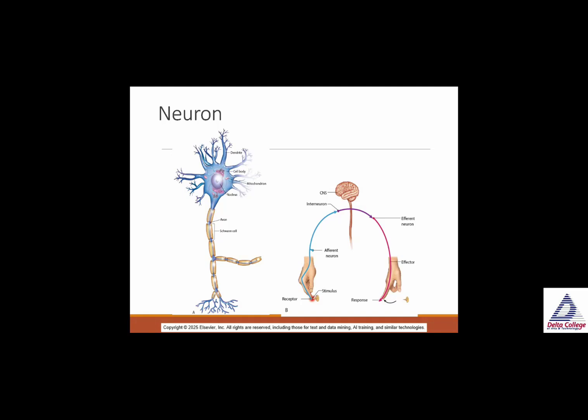Now in image B, you can see where the receptor, the stimulus, so they poked a pin, and the afferent neuron goes up to the interneuron that's there to the brain. The brain sends out an efferent neuron to go down, and you've got the response to move your finger away from the needle.